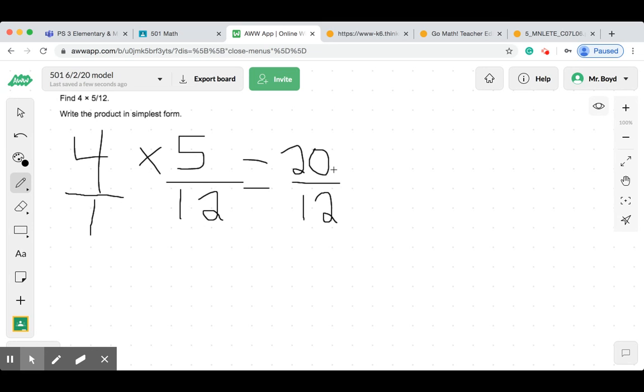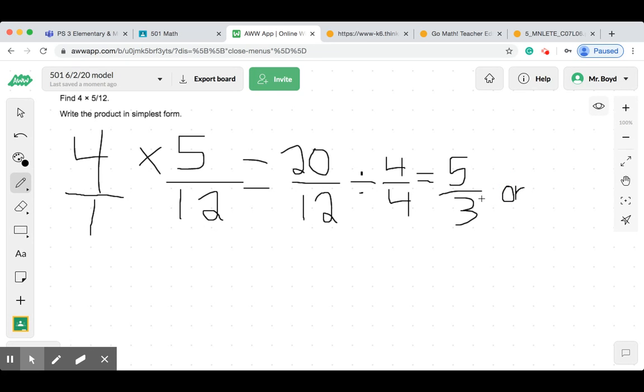So in order to simplify this, I need to think of a number that's divisible by both 20 and by 12. I want to try and think of the biggest number. The biggest one will be 4. It's the biggest factor of each, so 20 divided by 4. And whenever you do the numerator, you must do the denominator. 20 divided by 4 equals 5, and 12 divided by 4 equals 3. So that's one answer, and that's written as an improper fraction when the numerator is greater than the denominator.